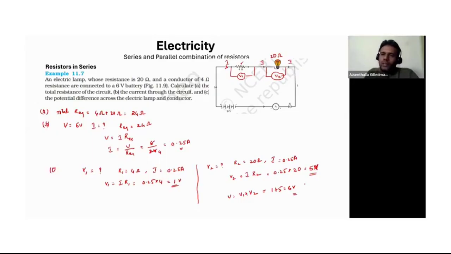So we can verify it like that also. If you have two resistors and you find the potential difference across those resistors and add them, that should match the source potential difference, which is 6 volts here. Okay, hope you guys understood, right? These types of problems you can get using a series connection. In a series connection, you just need to sum all the resistors to get the equivalent resistance.